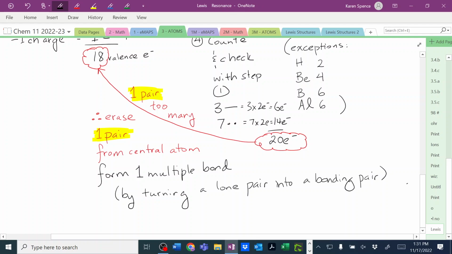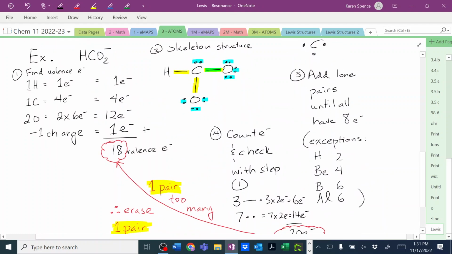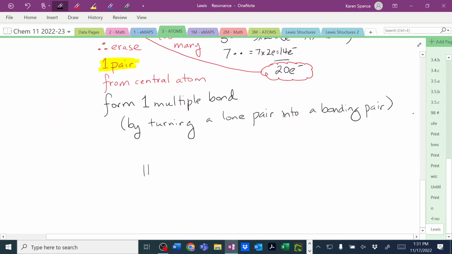So I'm going to redraw my structure because I've lost it up here. It's up there somewhere. Okay, so I have an H, I have a C, I have an O. So that was the structure I started with.